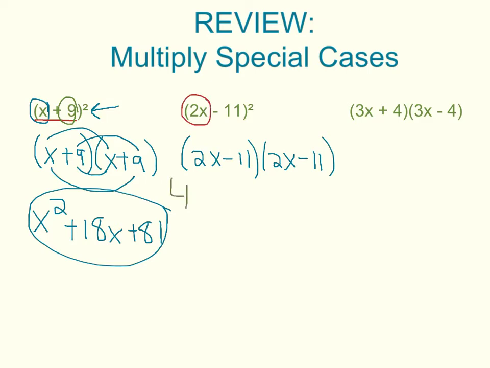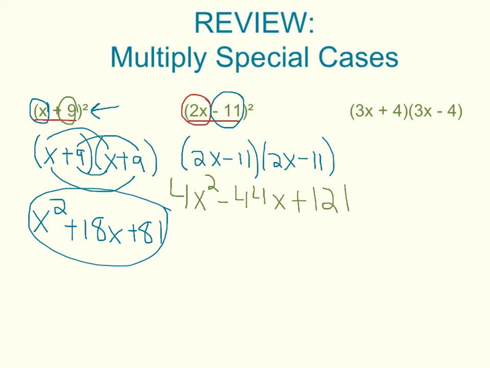to get 4x squared. And then to get the middle term, multiply 2x times negative 11, which is negative 22, and then double it. So minus 44x. And then square the second term, negative 11 squared is positive 121.